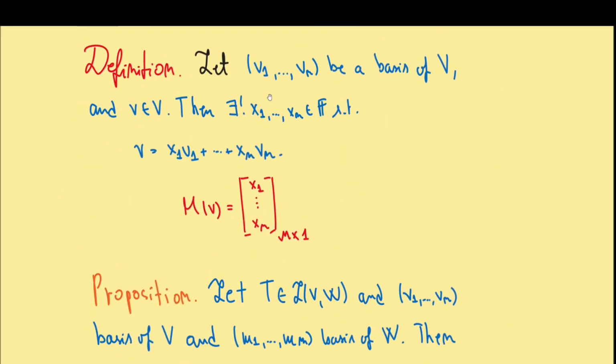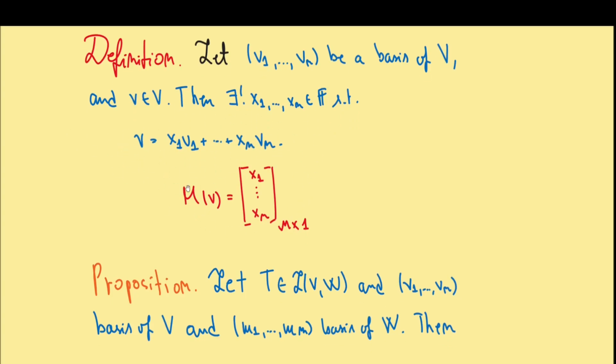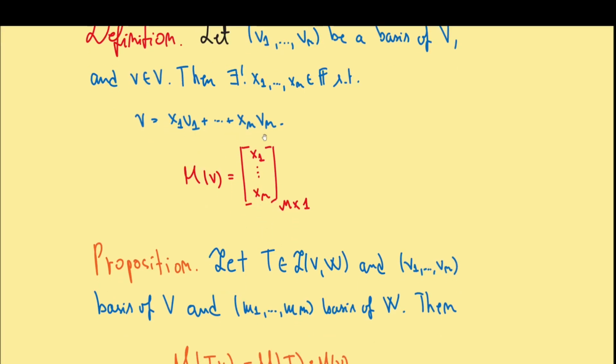So another definition. Let this be a basis of V, and v some vector in V. Well, then there exist these unique scalars such that v can be written as a unique linear combination of our basis vectors, and we will say that the matrix of our vector v is this matrix over here, a column matrix, column vector, where we just store the scalars.